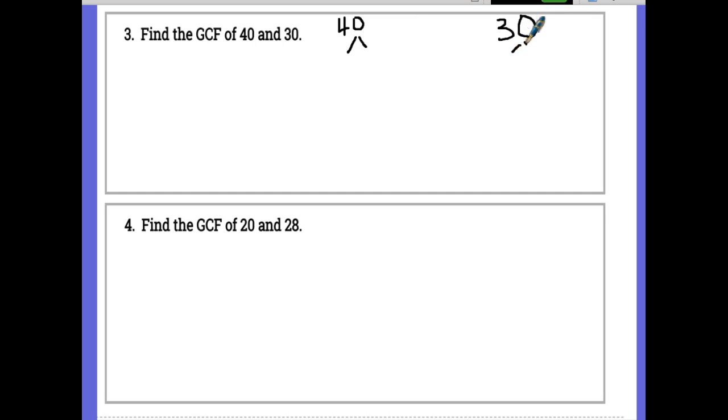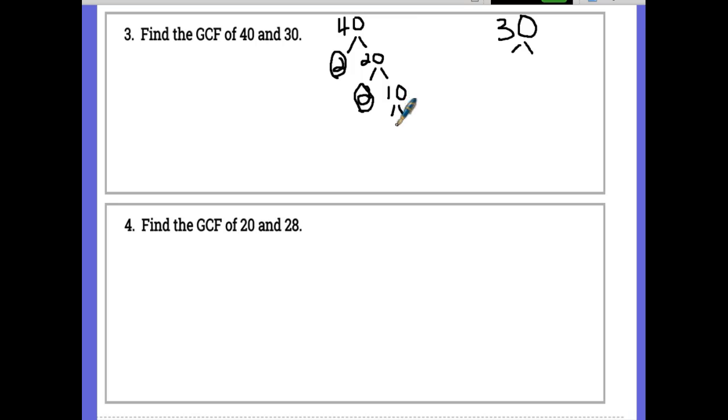So I'm going to set up my branching system. And again, I'm going to start with the smallest prime number. 2 times 20 is 40. I'm going to circle 2. I'm going to pull out another prime number. 2 times 10 is 20. 2 is prime. I'm going to circle that.